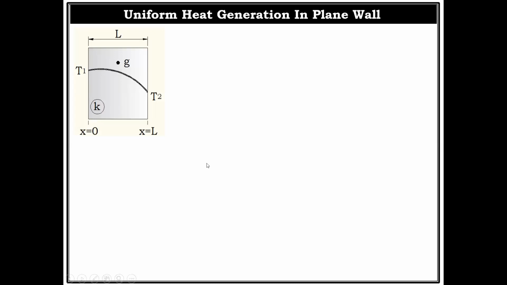Now consider one derivation part for plane wall, uniform heat generation in a plane wall. Here we are assuming one wall cross section having a heat generation source G, and it is not specified whether this G is exactly at the center or not. If it is nearer to the left hand face, the temperature of the left hand face will be higher. So T1 is higher and right hand face T2 is lower. Our temperature profile will be like this, where T1 is at the higher side and T2 is at the lower side. This wall has thermal conductivity K and thickness L.